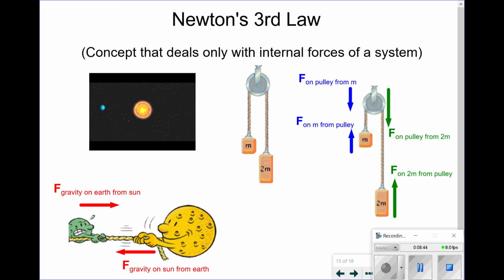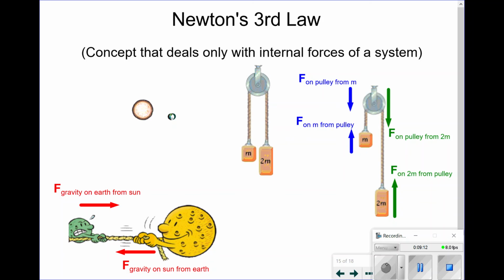Newton's third law only deals with the internal forces of a system. So we will never talk about an object and the third law. I need multiple objects involved, each one interacting with the other to create a system. The third law only deals with internal forces. As a single object, I have no interaction with myself. There would be no internal forces.